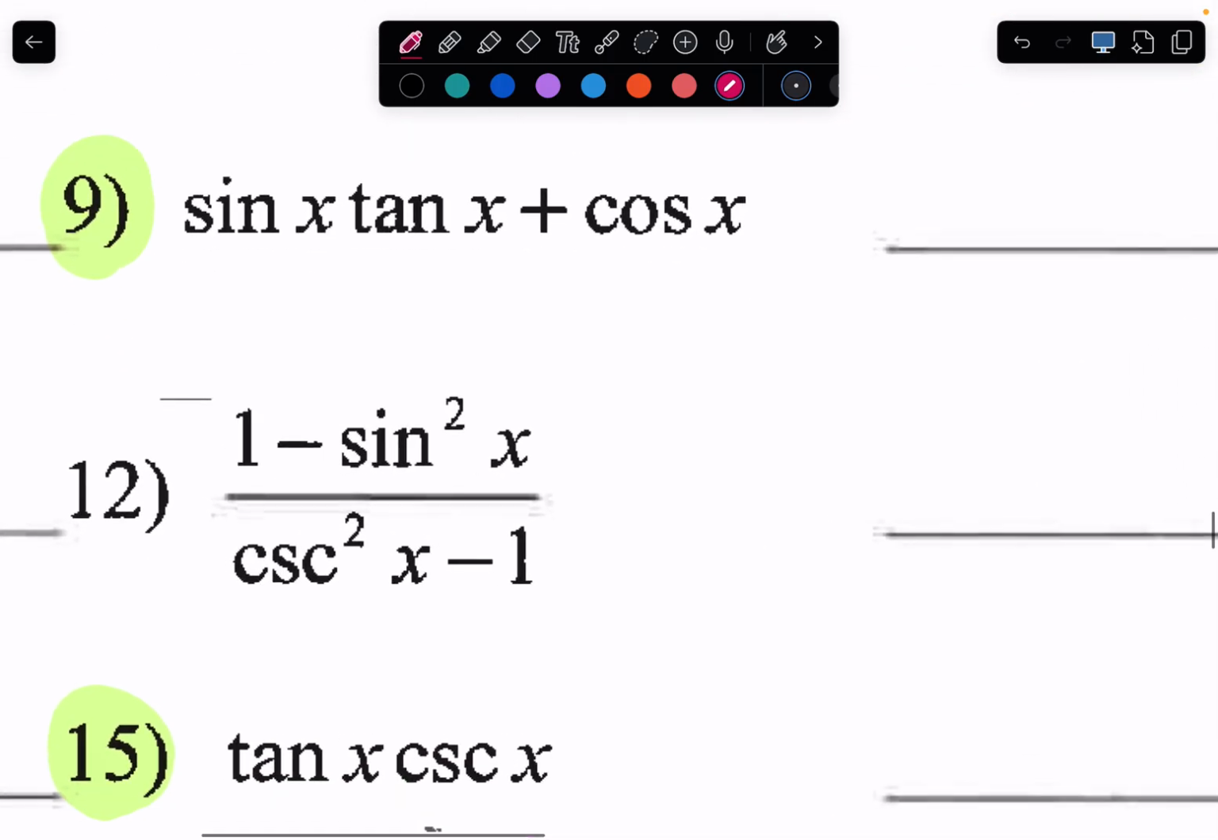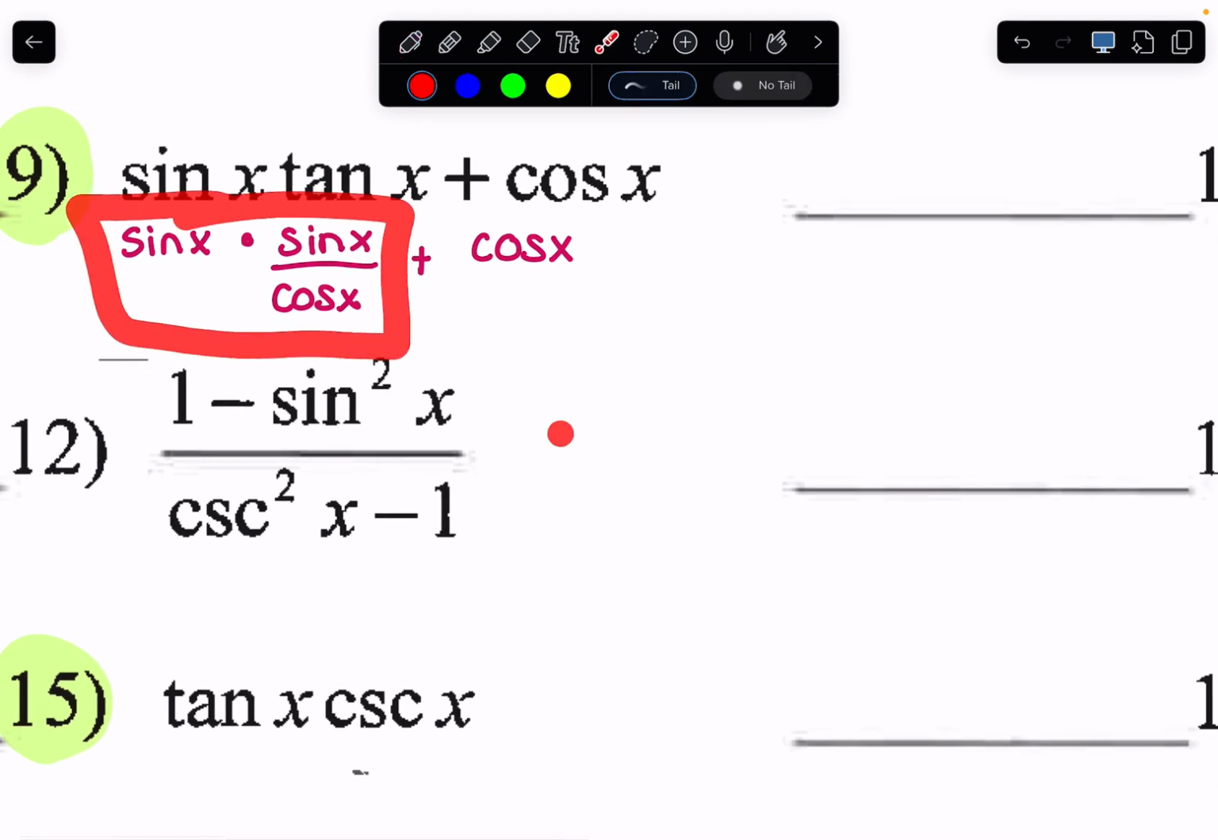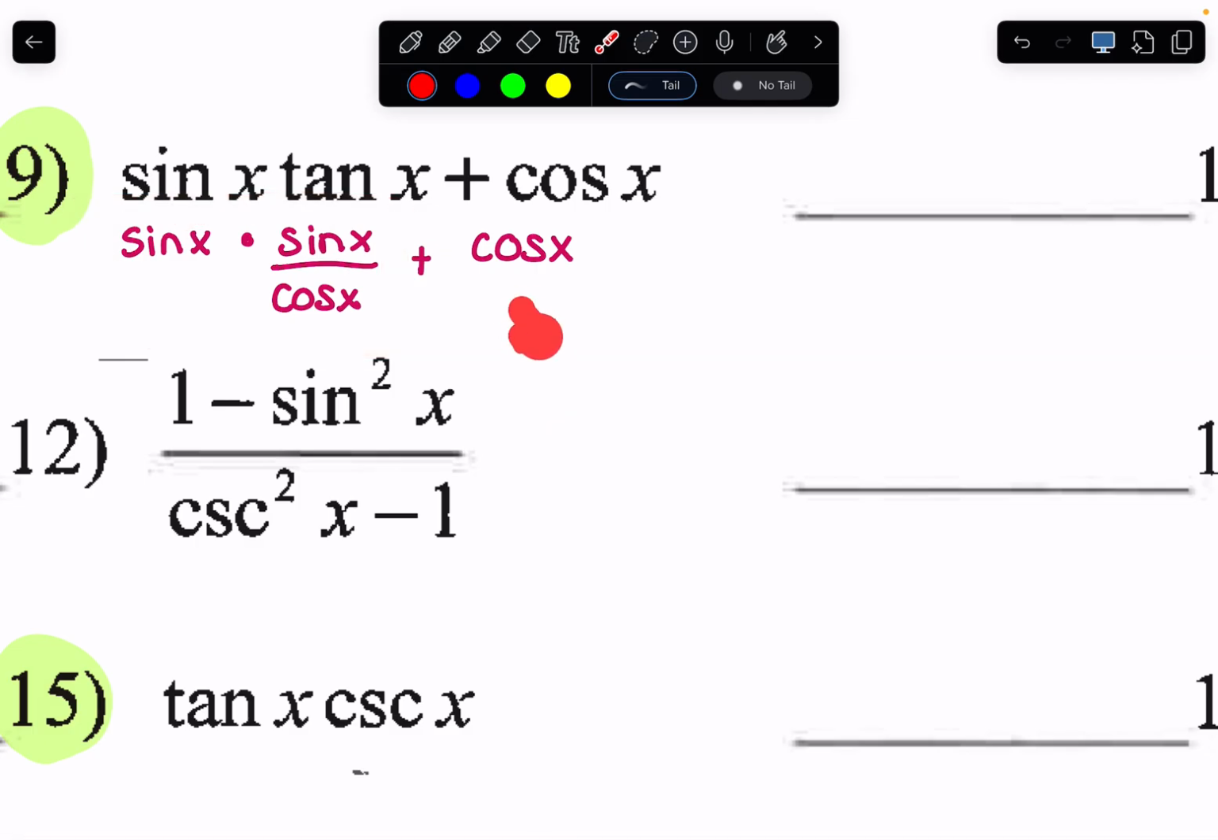What about this one, number 9? What do you think we should do? Turn everything to sine and cosine, distribute. I mean, multiply? Yeah. Okay. So what do we get right here if we multiply? Sine squared x over cosine.